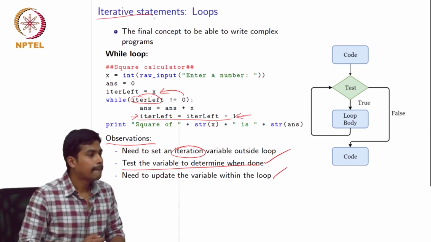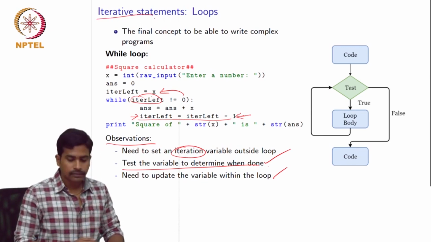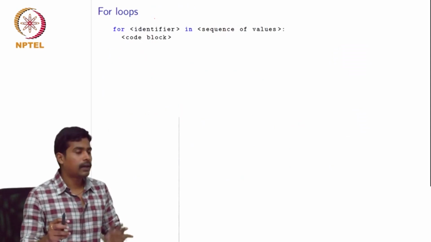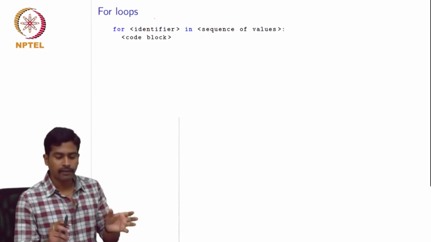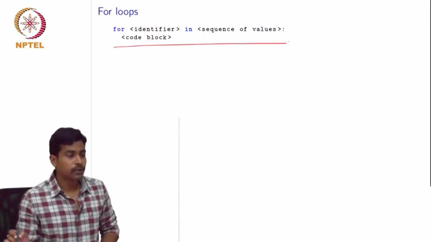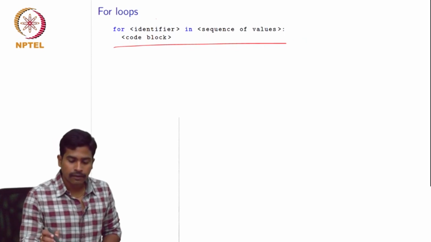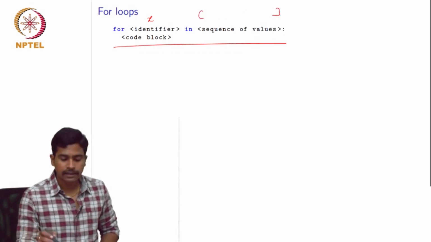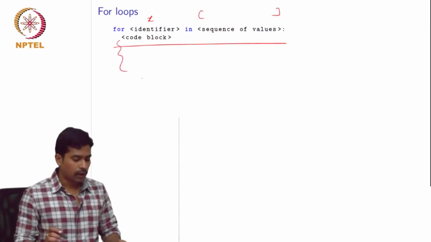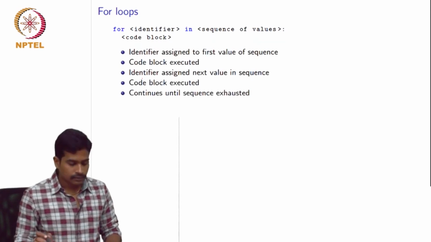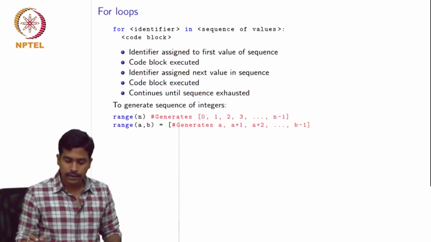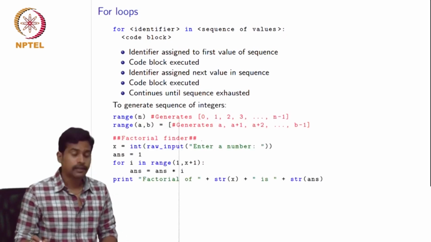The next type of iterative statement is a for loop. A for loop is a little different from while, and this is the syntax for using a for loop. So for, followed by some variable name, and this should be in a series of sequences, and a block of code followed by that. To see what happens here, I will show some example.